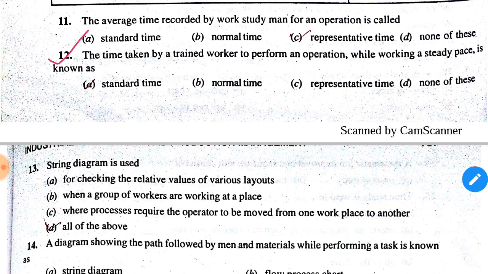12th: the time taken by a trained worker to perform an operation while working at a steady pace is known as the standard time. When the trained worker takes the time for the operation while working at a steady pace, it is called the standard time.